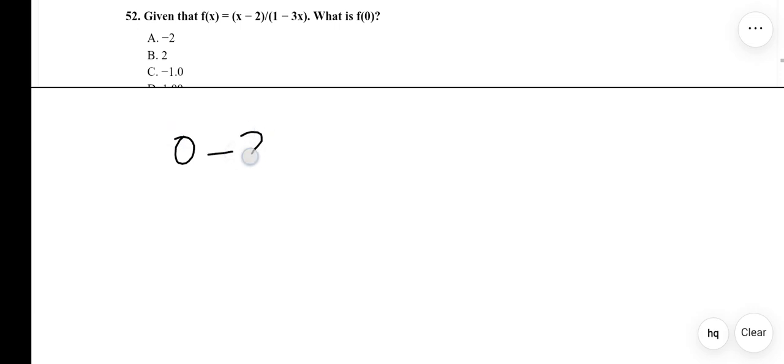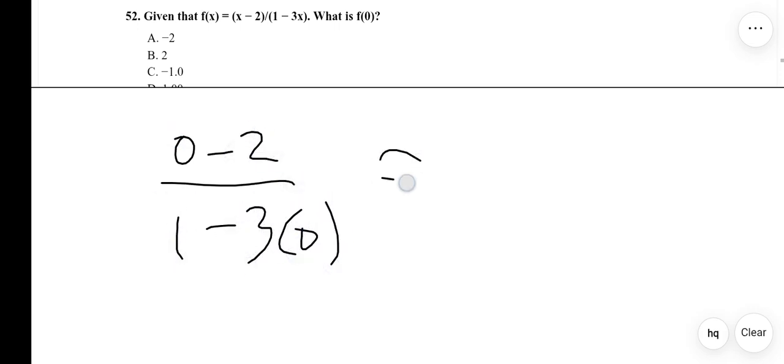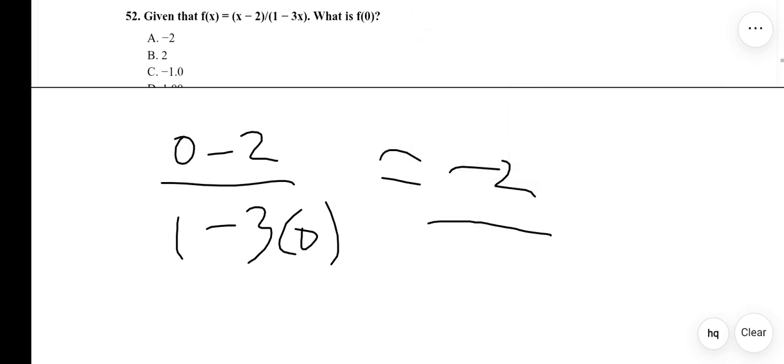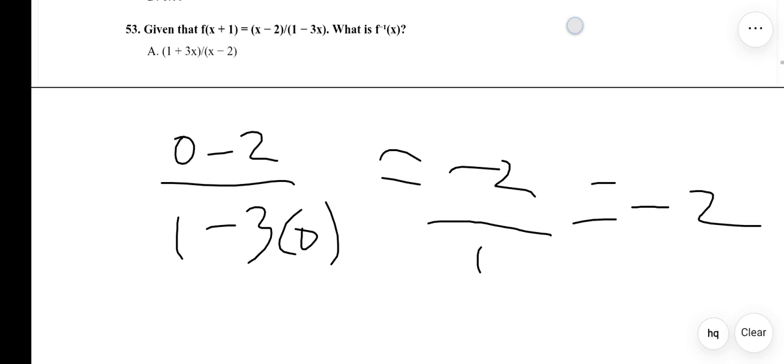So that will be 0 minus 2 all over 1 minus 3 times 0. So 0 minus 2 will give minus 2. 1 minus 3 times 0 on its own is 0. So 1 minus 0 is 1. So the answer is minus 2 all over 1, which is the same as minus 2. A is the answer.